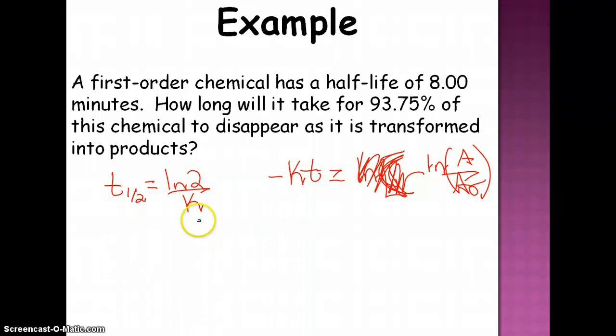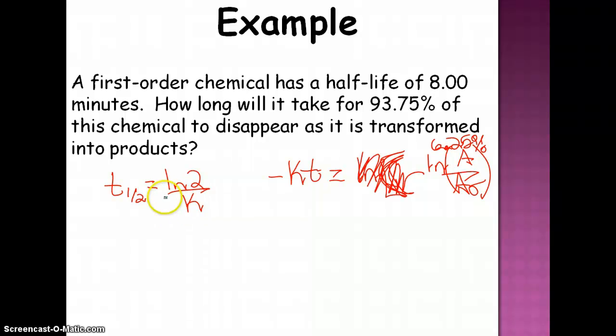Okay, so how long will it take for 93.75% to disappear? If 93.75% has disappeared, we'll really only have 100 minus 93.75. We will only have 6.25% left. So that's going to be our A. The 6.25%, which we'll have to get into decimal form later, will really be our A over AO.